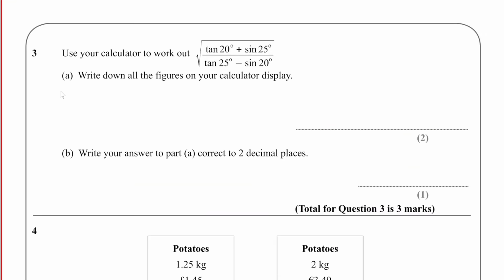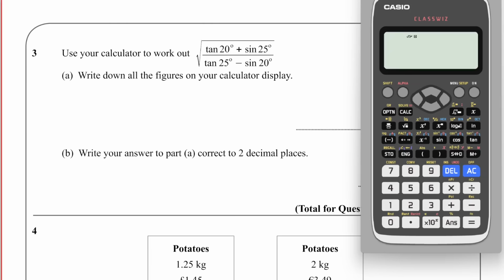Question 3, use your calculator to work out. So it's just a type-into-the-calculator question. So we've got the square root button and a fraction button, and then it's tan 20. There's no degree symbol on the calculator. We just write the angle inside the brackets, plus sine 25 over tan 25 minus sine 20, and we get 2.515706913.